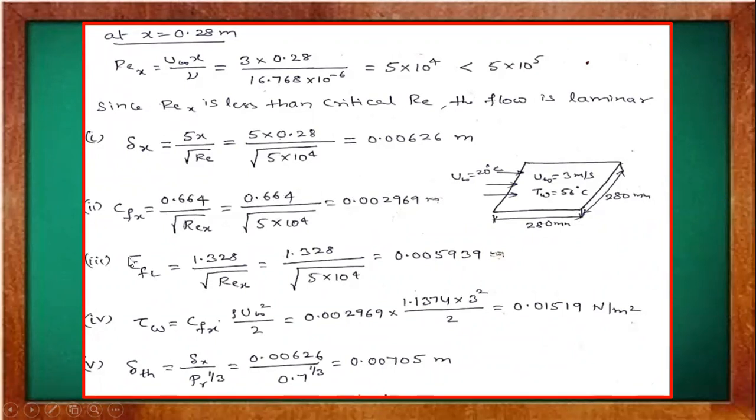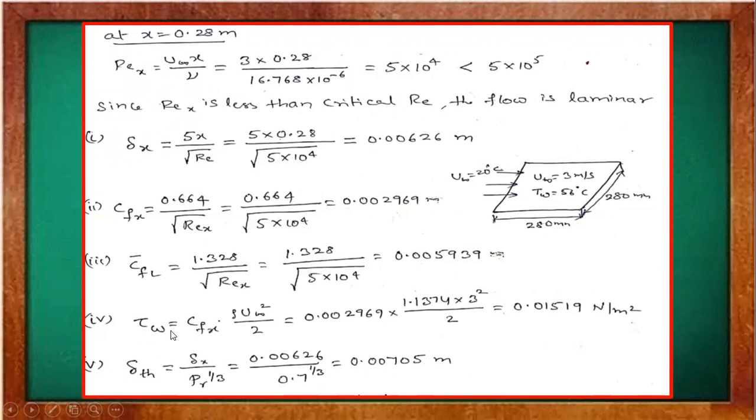Next is the average friction factor over the entire length of the 280 mm plate. It is given as 1.328 divided by root of Re of x. That is nothing but 1.328 divided by square root of 5 into 10 power of 4. So you obtain this value.